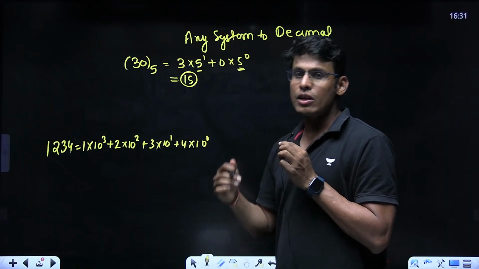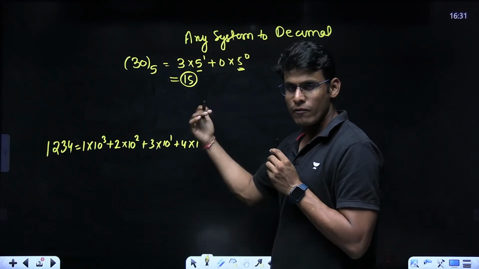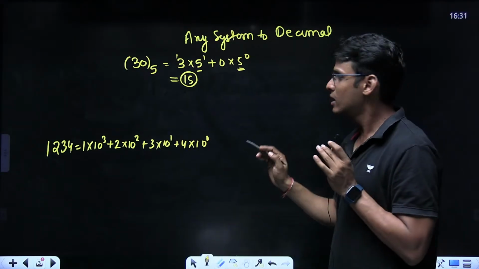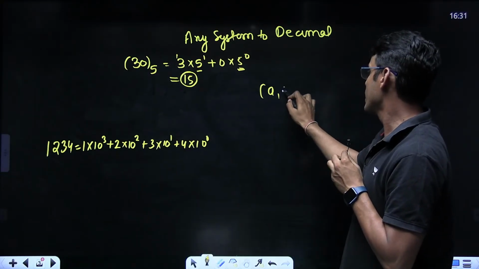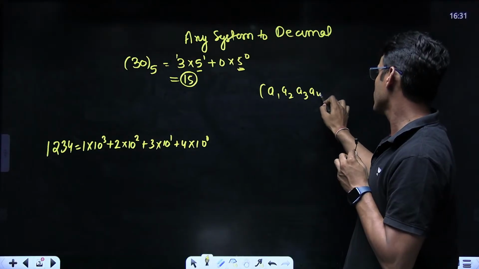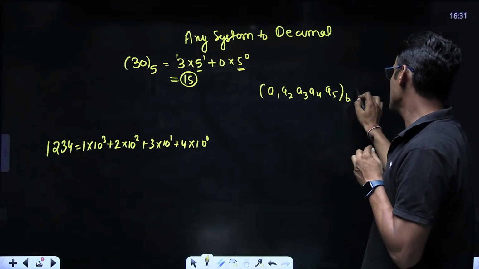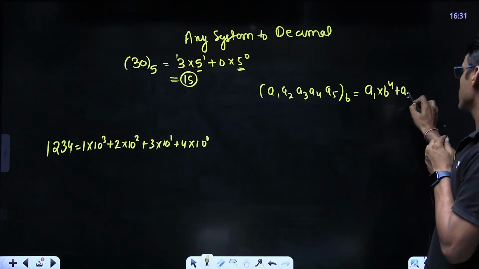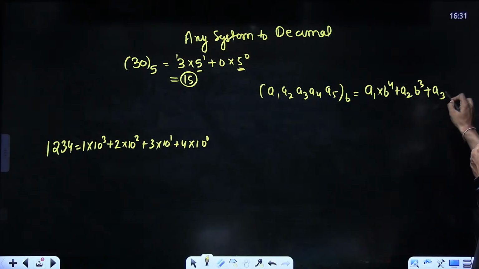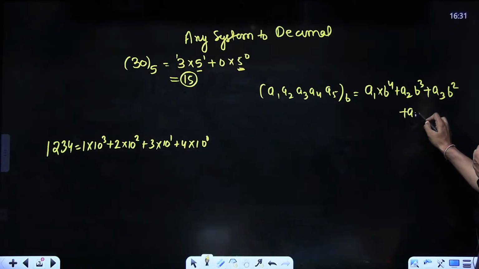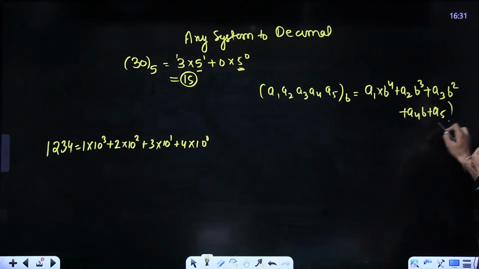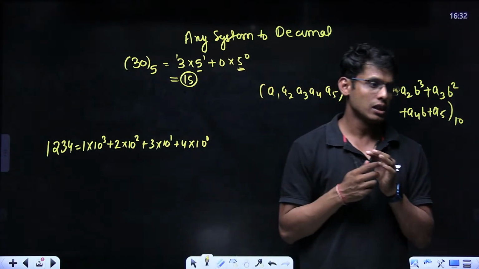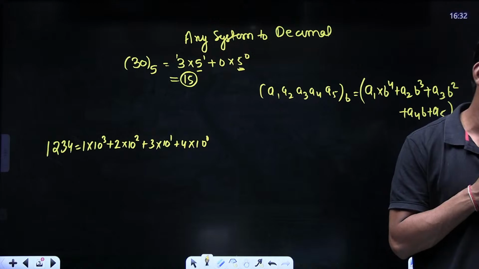So to convert from any base to base 10, you simply have to write it in expanded form. Right? So you can simply write A1 A2 A3 A4 A5 base B is equal to A1 into B to the power 4, A2 into B to the power 3, A3 into B to the power 2, A4 into B, plus A5, in base 10. This is how you convert from base B to base 10.